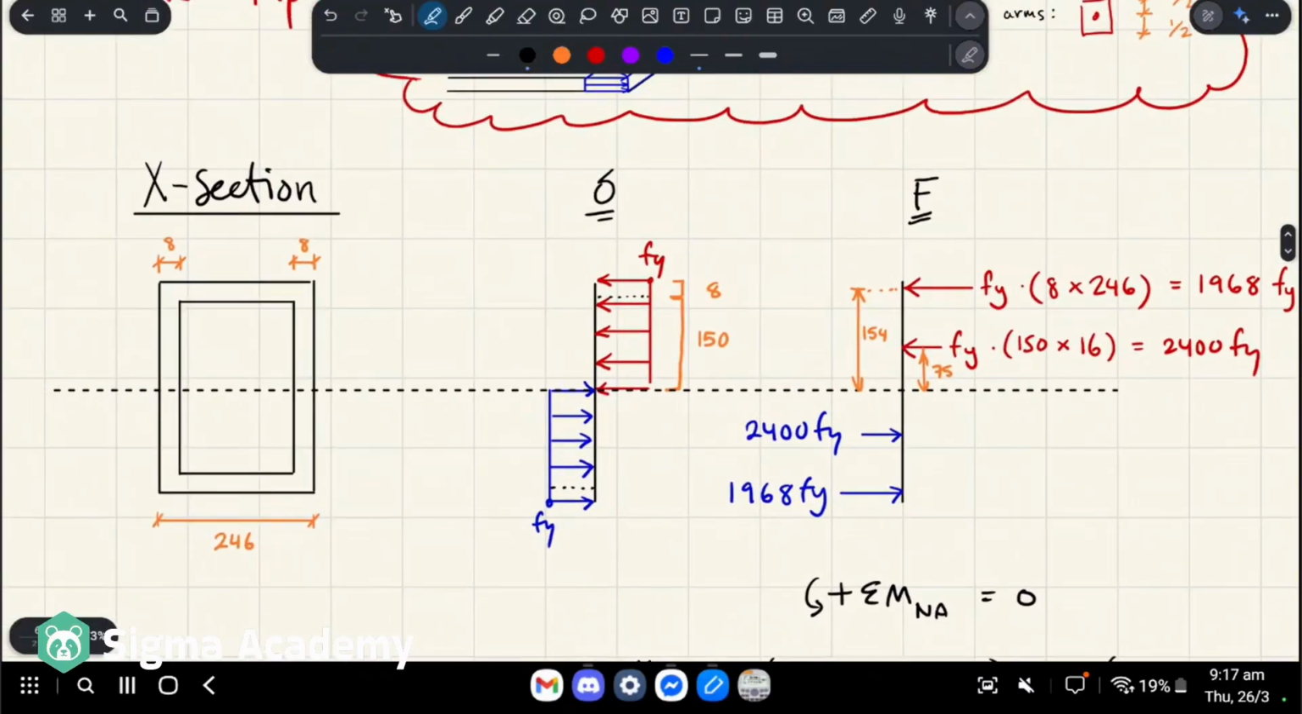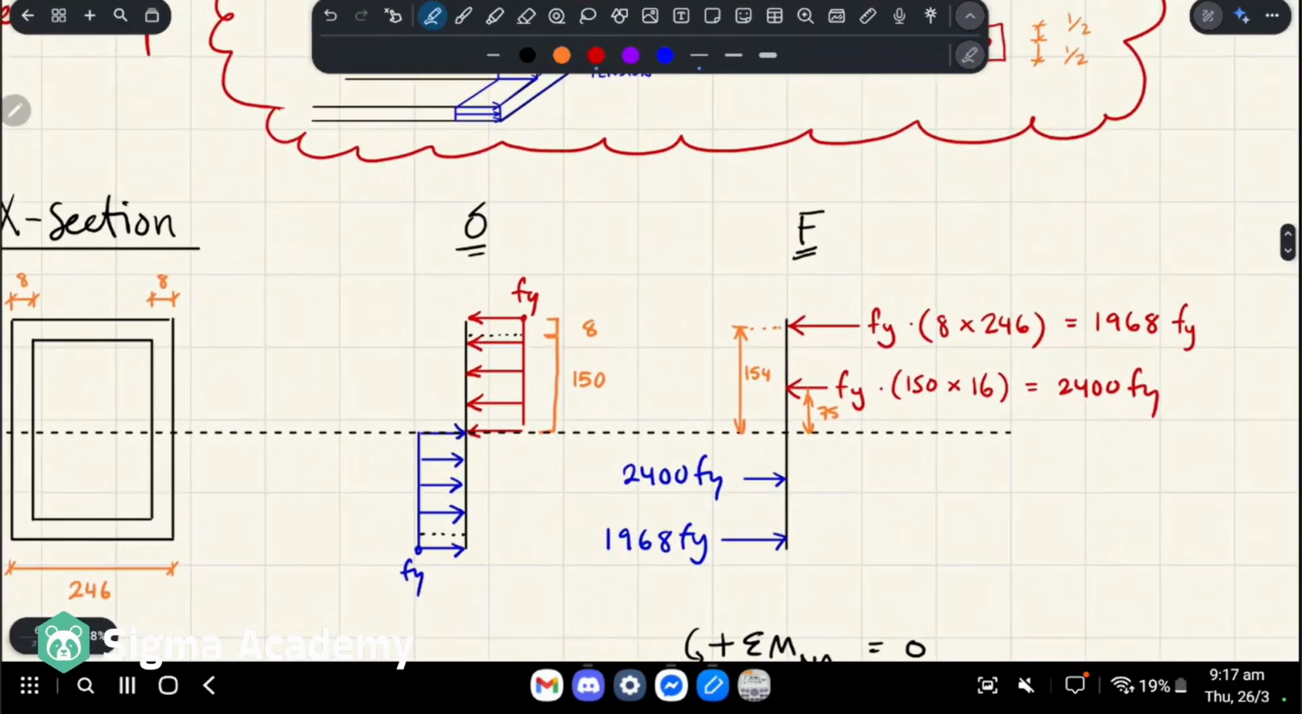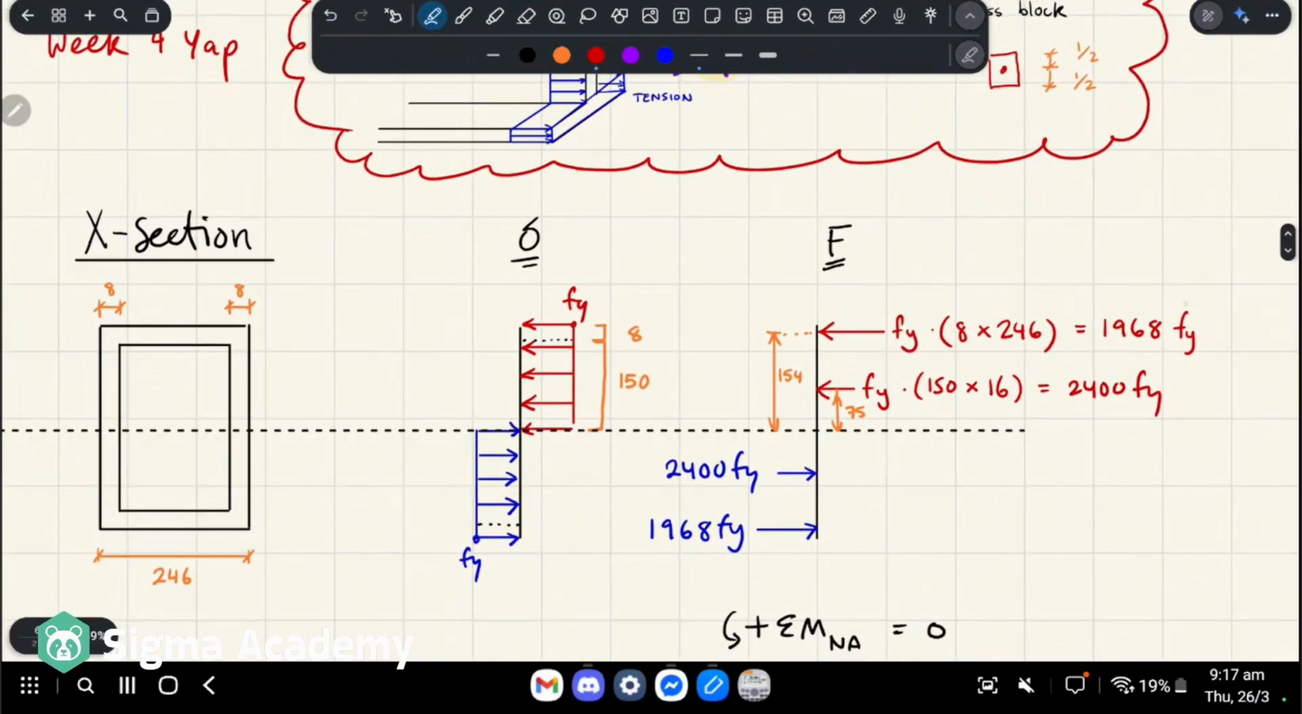What have I done? Okay, so basically we're here. It doesn't really matter what Fy is because we're going to divide it out in the end. So we're going to do just the areas, right? So this is thickness times width. Our width is 246 and our thickness is 8. So that's just the area, right?